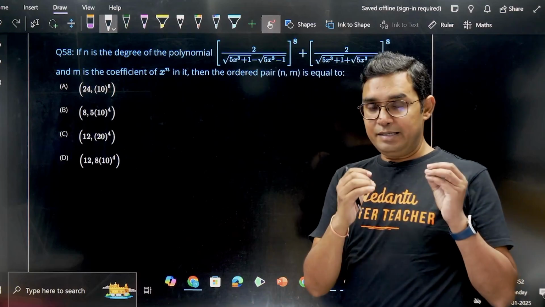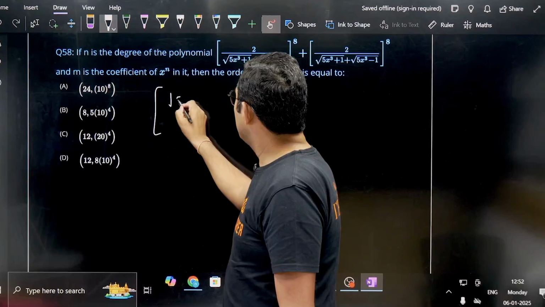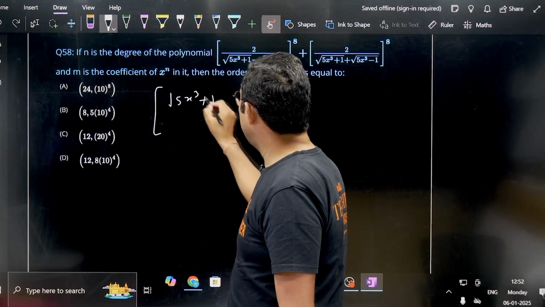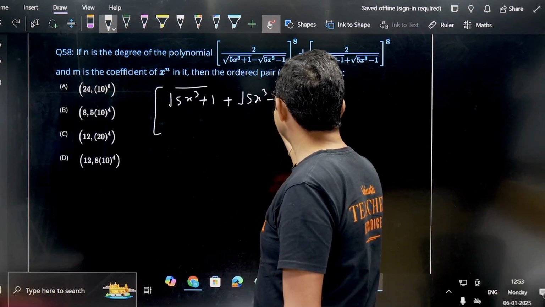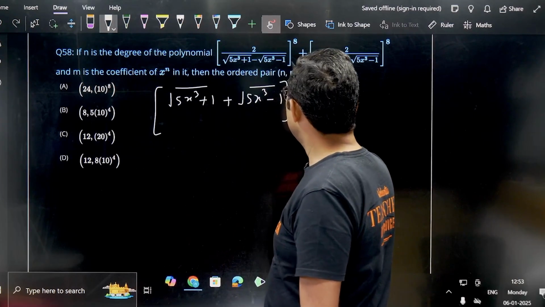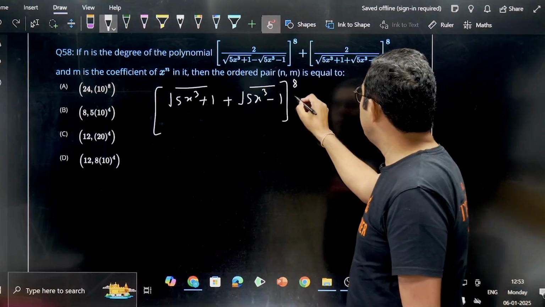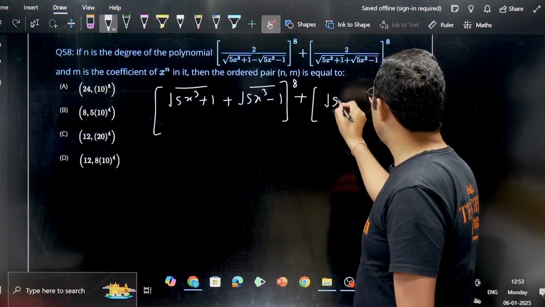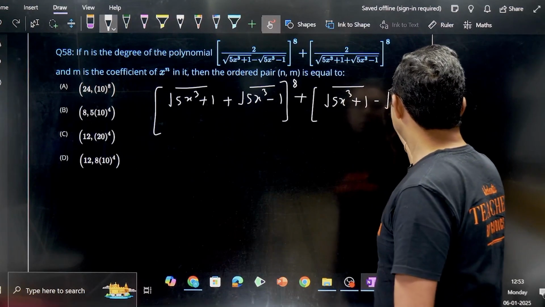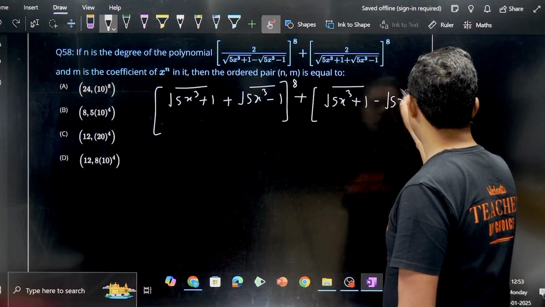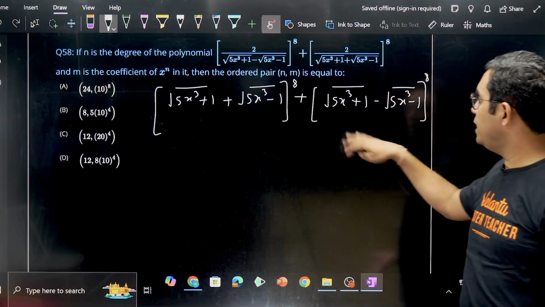Here you can do the rationalization. If you rationalize it, I think in the numerator you will be getting root of 5x cube plus 1 plus root of 5x cube minus 1, power 8. Actually, in the denominator we will be getting 2, which will cancel the 2 in the numerator. Similarly, here also we will be getting square root of 5x cube plus 1 minus root of 5x cube minus 1, power 8. So this is like (a plus b) power 8 plus (a minus b) power 8.